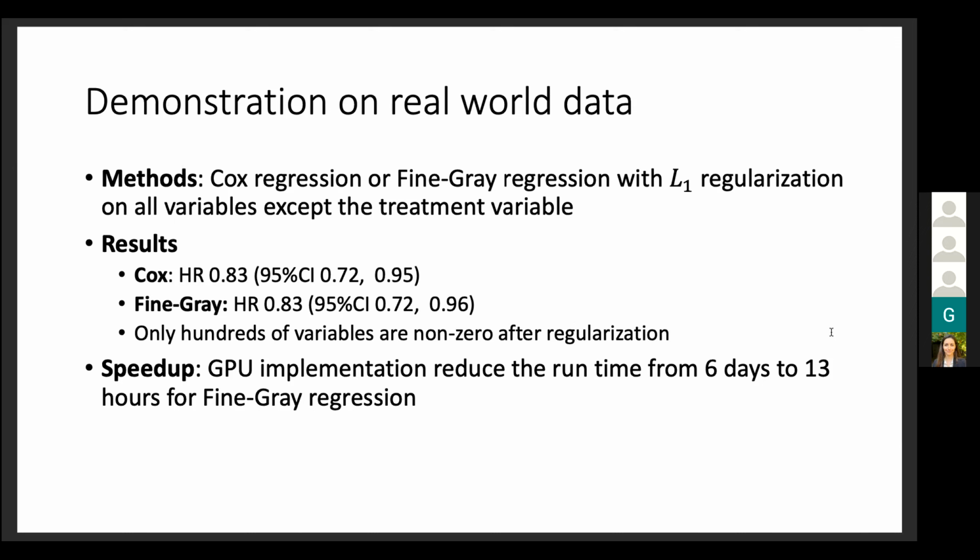So here we fit the Cox regression and Fine-Gray regression with L1 regularization on all variables except for the treatment variable. Our estimated hazard ratio is 0.83, which indicates that thiazide is more effective in preventing heart failure. And only hundreds of variables are non-zero after regularization. Remember, we include almost tens of thousands of variables. And what we really care about is the speedup. So the GPU implementation reduced the runtime from 6 days to 13 hours for Fine-Gray regression. So it's really a huge speedup.